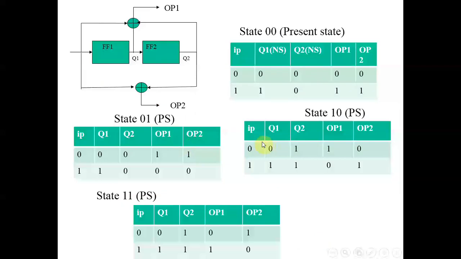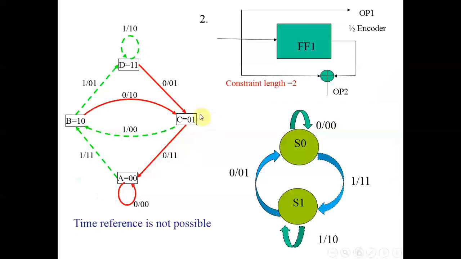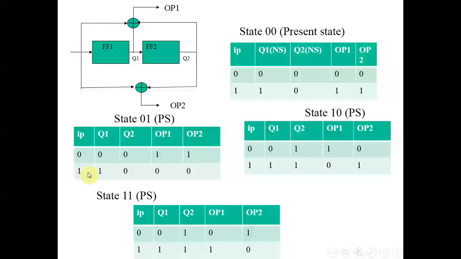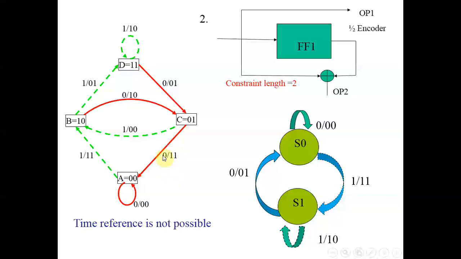So now you are in state 0 1. So let's verify 0 1, and you receive 0 input, your next state is 0 0, output is 1 1. So you are in 0 1, you receive 0 input, your output is 1 1, and your next state is 0 0. It's a solid transition, right? And if you receive 1, whenever you are in 0 1, your next state is 1 0, your output is 0 0. You receive 1, your next state is 1 0, and your output is 0 0. So that is indicated by the dotted line.